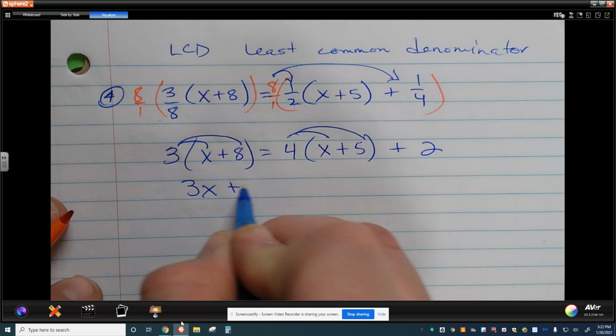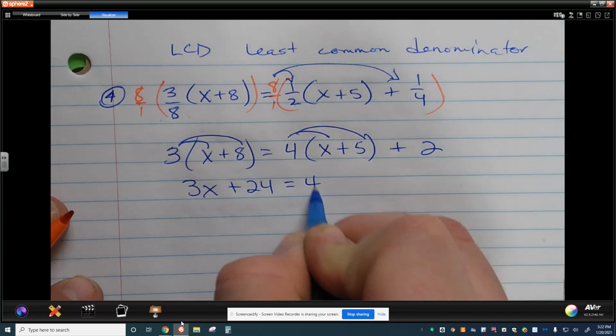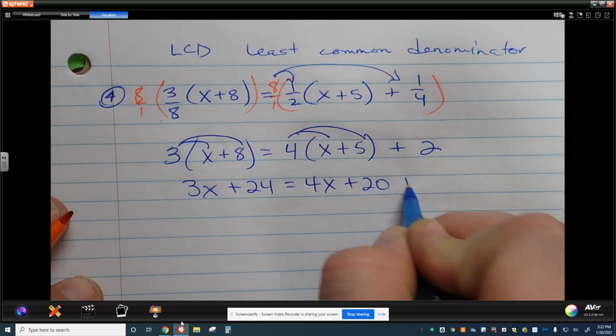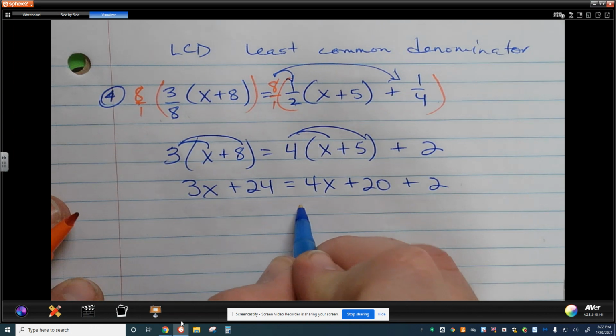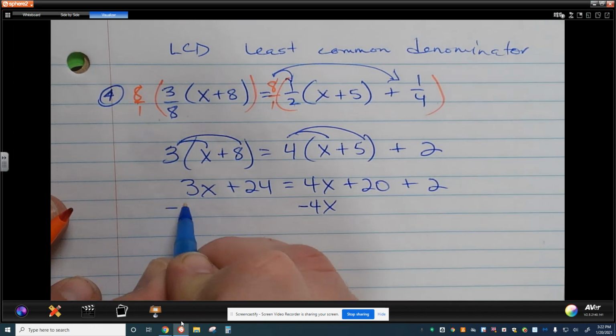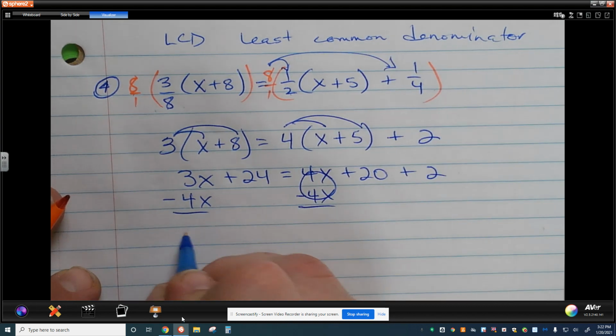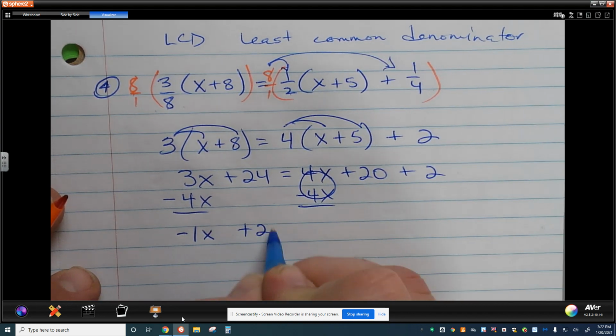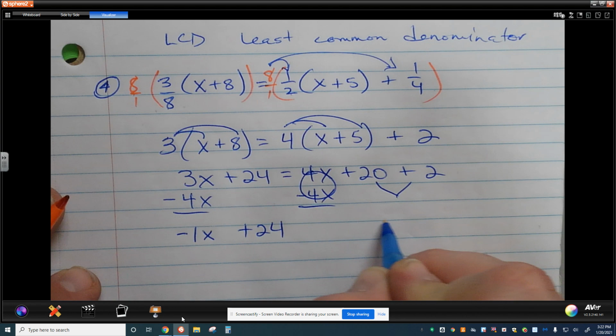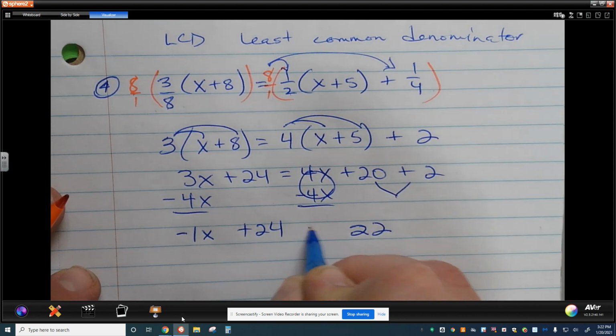3 times x plus 24 is equal to 4 times x plus 20 plus 2. We can get rid of this 4 times x, subtract 4 times x here. That's not the only way to do this. And we get negative 1 times x plus 24. Combining those two together is 22.